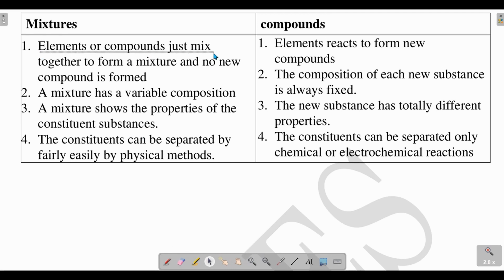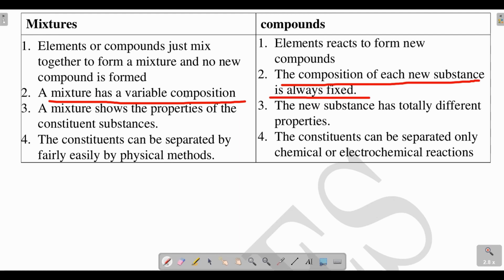Elements or compounds just mix together to form a new mixture, and no new compound is formed, while elements react to form a new compound. When elements do not react and just mix up, that will be a mixture. When elements react to form a new compound, that will be a compound. And what is the second property? A mixture has a variable composition, while the composition of a new substance is always fixed.